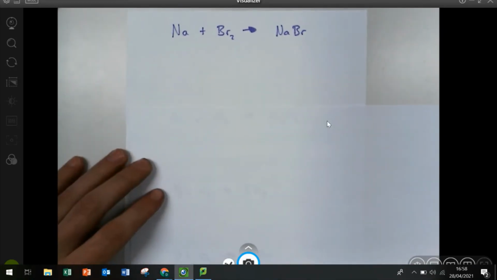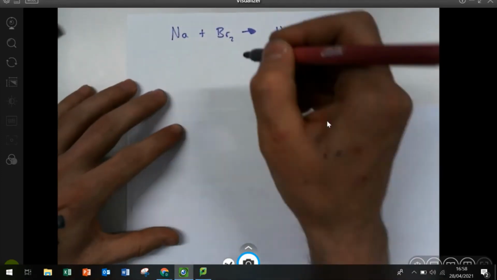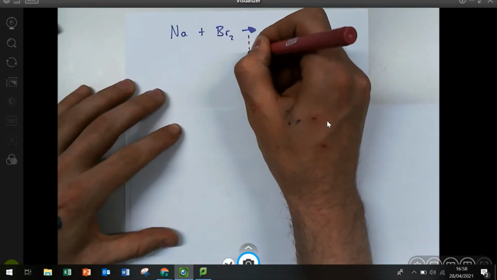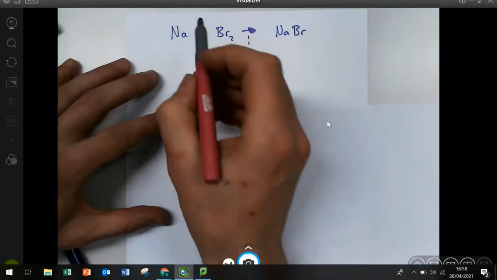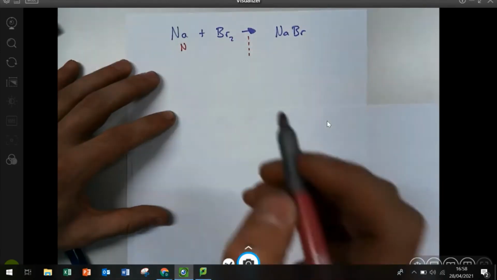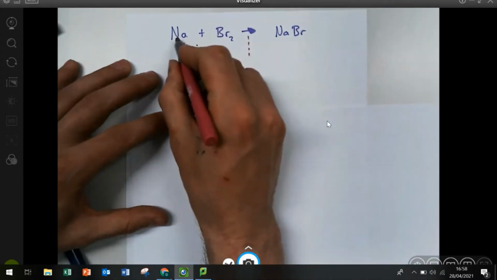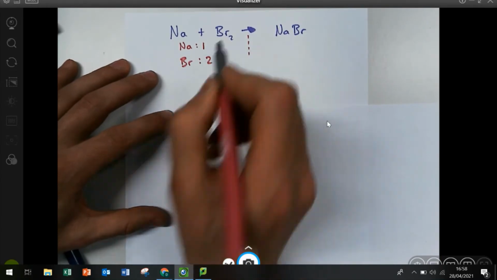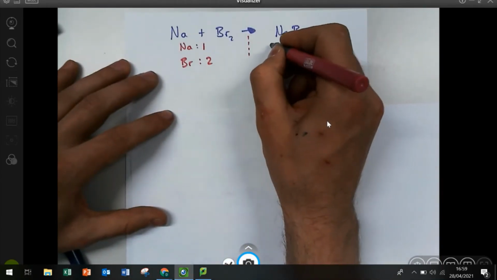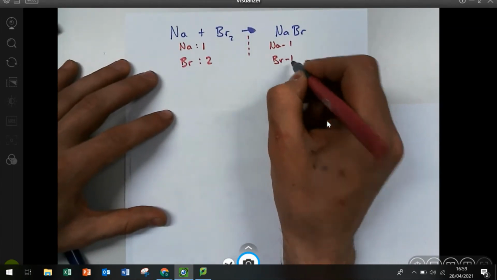So here we've got a reaction. This is sodium plus bromine goes to sodium bromide. So for my first step, I'm just going to put a line down the middle just so I can separate the reactants from the products. I'm then going to count up, just like we were doing with that simulation, how many of each atom I've got. So I've got on the left-hand side 1 sodium, and I've got 2 bromine. On the right-hand side, I've got 1 sodium, and I've got 1 bromine.